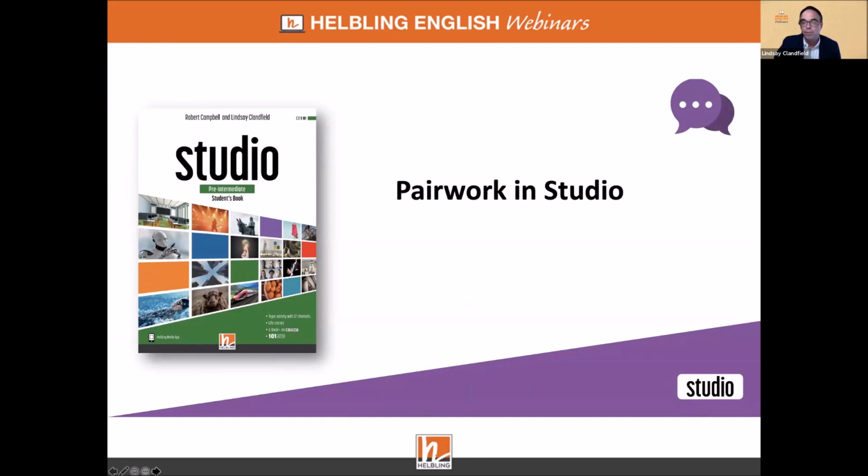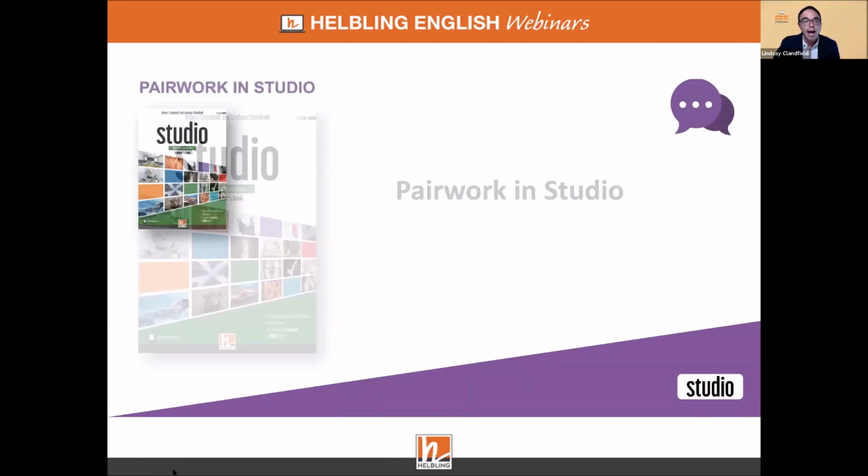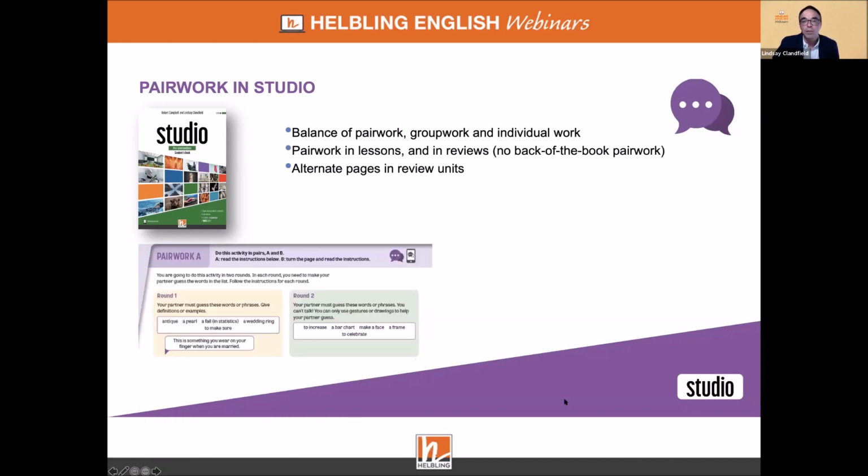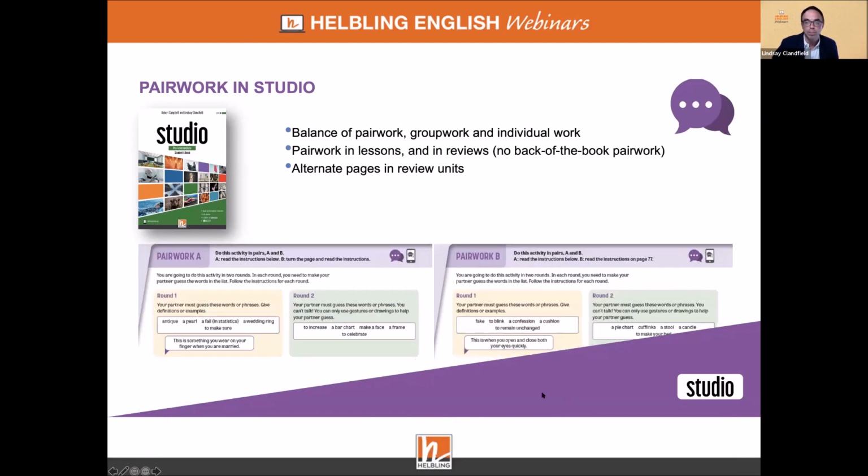I'm very proud of it, very happy to have written it. And because it had a lot of pair work, I just wanted to show you how this is happening in a modern course, for example. We do a lot of the balance of the pair work. There's pair work in lessons and reviews. What we don't have is back of the book pair work.